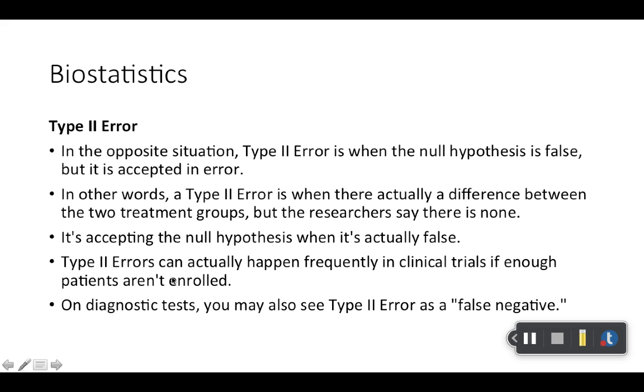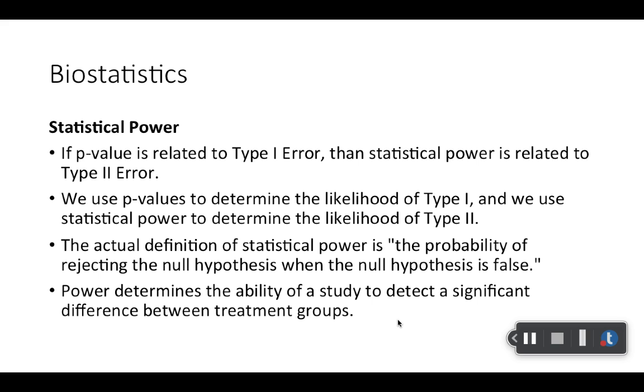Type 2 errors can actually happen frequently in clinical trials if enough patients are not enrolled. So that's why your N needs to be a big number of samples. This is one of the reasons why it's good to have a large sample size. N equals something big. This will help mitigate type 2 errors. And then on diagnostic tests, type 2 errors will be false negatives. So type 1, false positive; type 2, false negative.